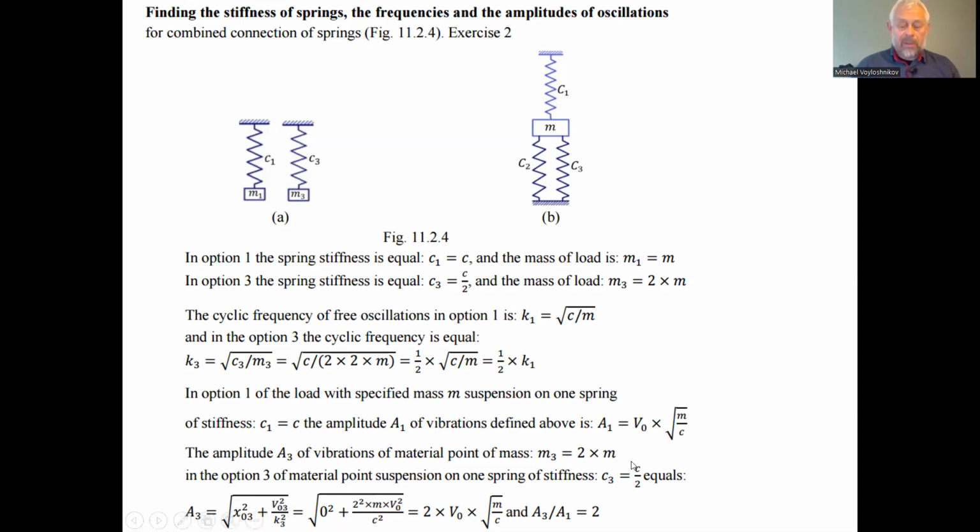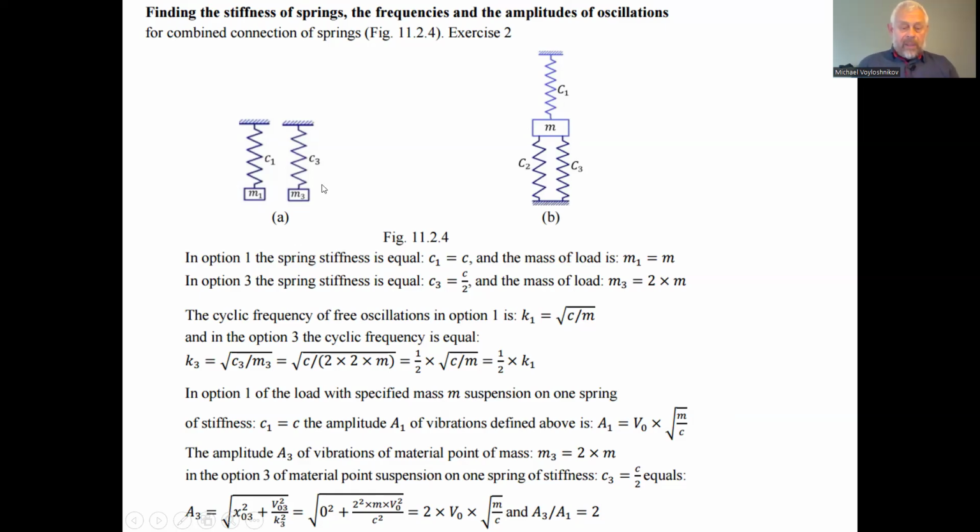at the time moment equal to 0, the initial time moment, the amplitude of the vibrations depends on the initial velocity divided by k, where k is the cyclic frequency, or we can multiply by the factor square root of m divided by c, just because this is equal to 1 divided by k, the cyclic frequency.